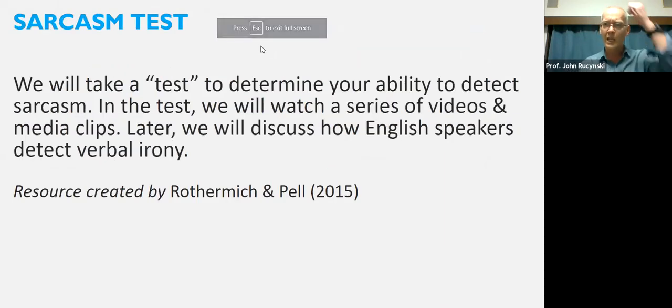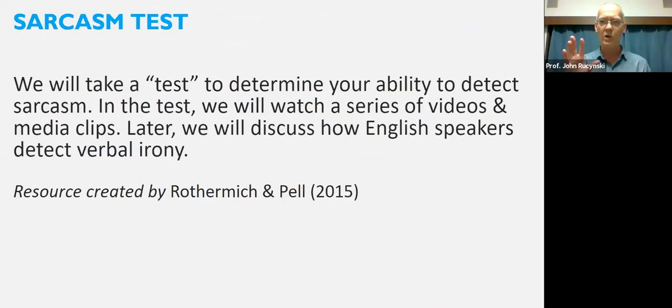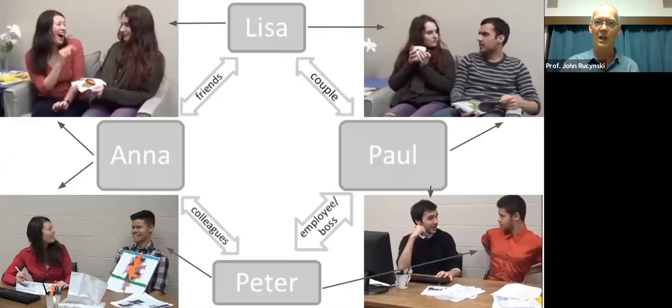Okay, I'm not going to play these videos. I'll just show you a couple. They don't sound good on Zoom, but this is an amazing database made by Rothermich and Pell, Canadian researchers. They hired amateur actors and made something like 900 skits, repeating these easy dialogues, one time sincere, one time sarcastic. So these make it very accessible, and they show lots of the vocal, verbal, and visual cues of sarcasm.